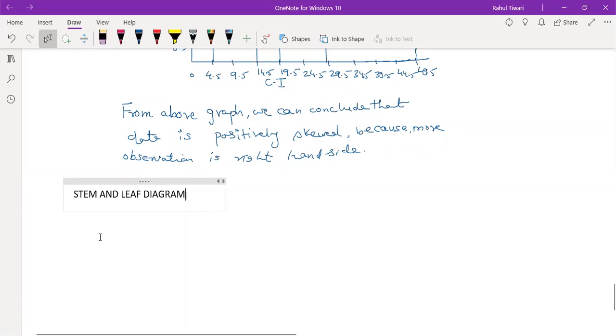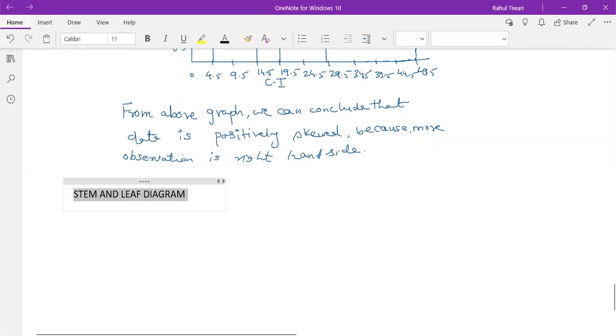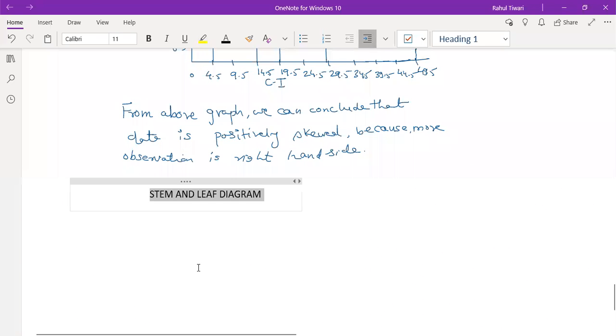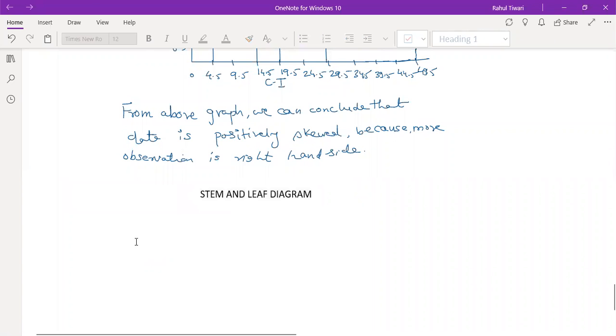So what this stem and leaf diagram says, the name itself you can understand. The stem and leaf means, if you just see any tree, we have a stem and we have a leaf, right? In every tree we have a stem and leaf. So every stem contains more than one leaf, right? Even the trees have seeds, and every stem has some leaves, right?